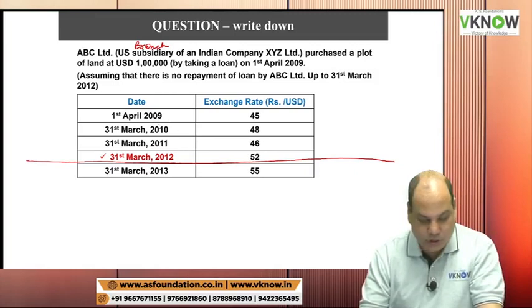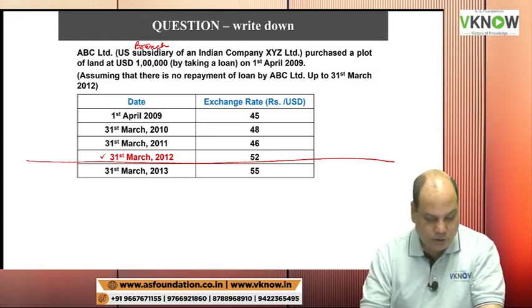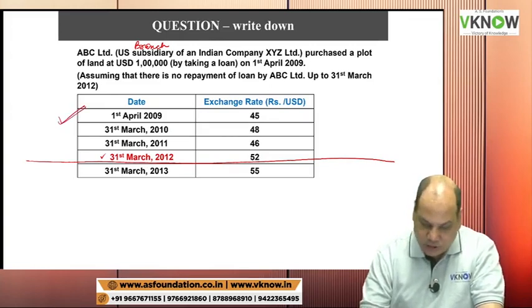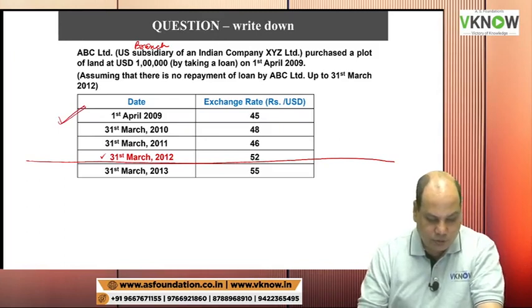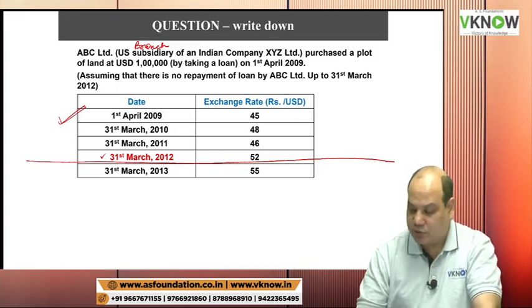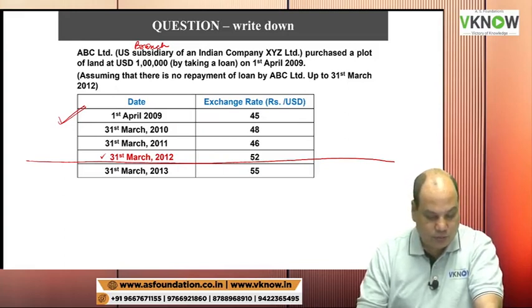Date, write down 1st April 2009. Rupees 45 per dollar. That is the first day when the transaction happened. Then write down 31st March 2010, 48.